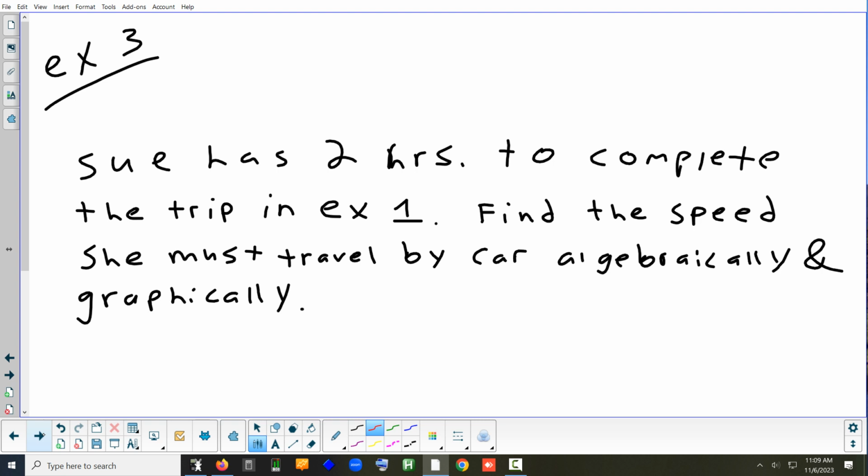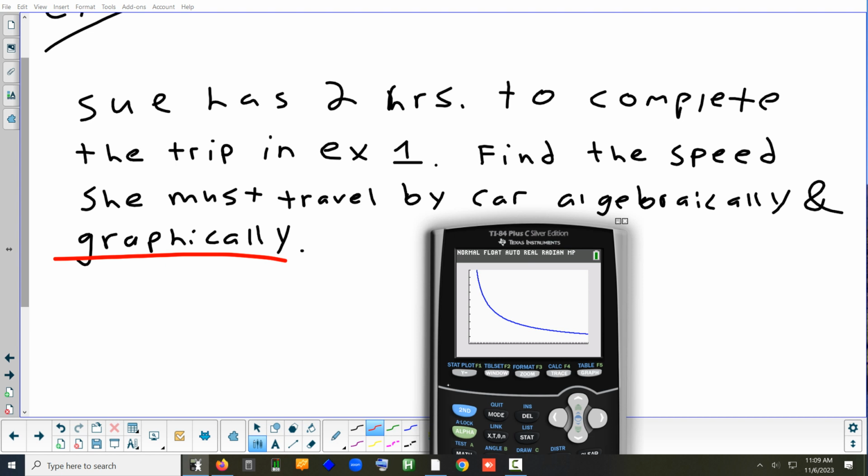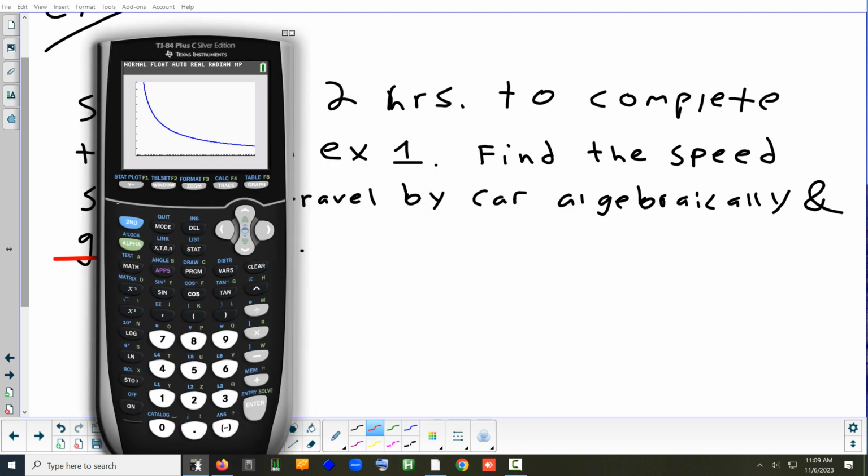Now, they said that Sue has 2 hours to complete the trip. Find the speed she has to travel. Let's just do it graphically. We're going to do a lot algebraically, so let's use the calculator and just do it graphically. Okay. So if she has 2 hours to complete the trip, what do I need to add to that graph to help me figure this out? Set y equals 2. Yeah, set a line at y equals 2. That's going to mark the 2 hour time. And what would I do now?